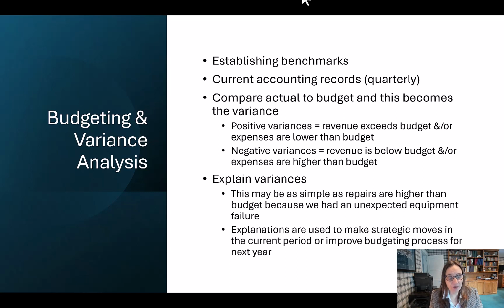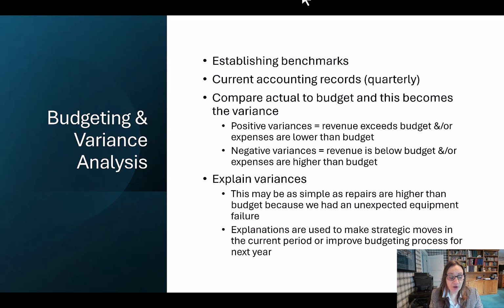A positive variance occurs when revenue exceeds budgeted amounts or expenses are lower than the budget. A negative variance occurs when revenue is below budget or expenses exceed the budgeted amount. Just knowing that the variance exists is not the whole story. We need to explain the variance. This may be as simple as repairs were higher than budgeted because we had unexpected equipment failures.